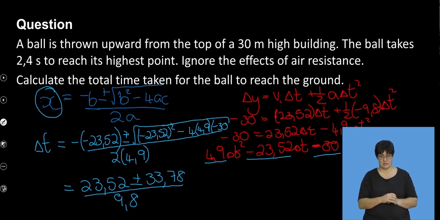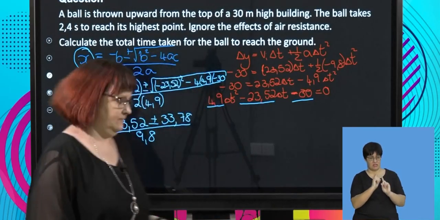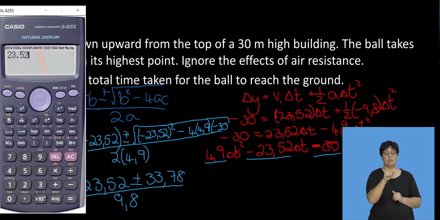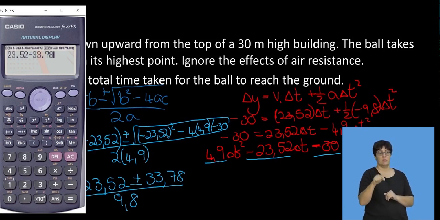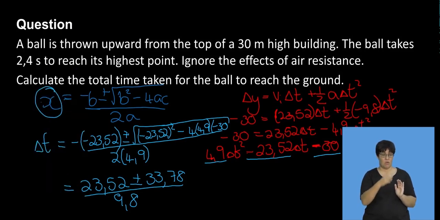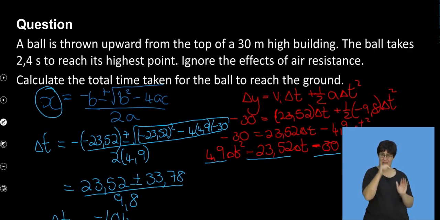Straight away, I'm hoping you recognize that I'm not going to go 23,52 minus the 33,78, because that's going to give me a negative answer. Watch, okay, just in case you don't believe me. So if I go 23.52 minus 33.78, and then I divide by 9.8, I get an answer that is minus 1,04. So the first answer we could get is minus 1,04 seconds. Hopefully you'll recognize we can't have a negative time. That's silly. It's definitely not going to be that answer.